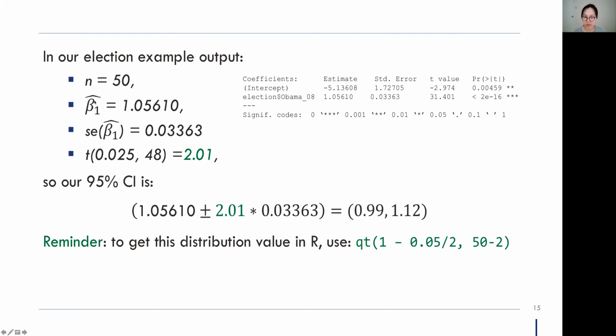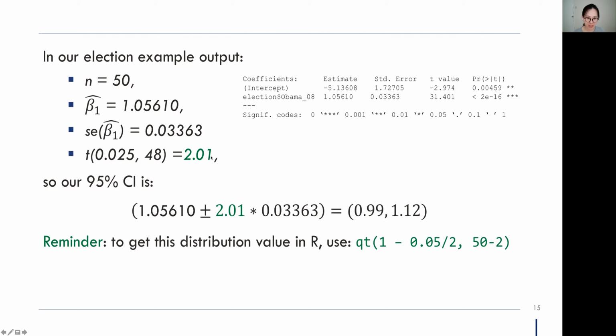We get the estimate of the slope from the output here, corresponding to the slope estimate. And the standard error of the estimated slope, you just find it here: 0.03363. And this t value is the tricky one, right? How do you find this?